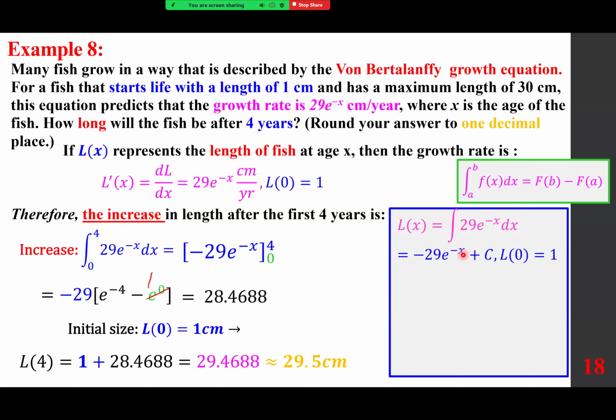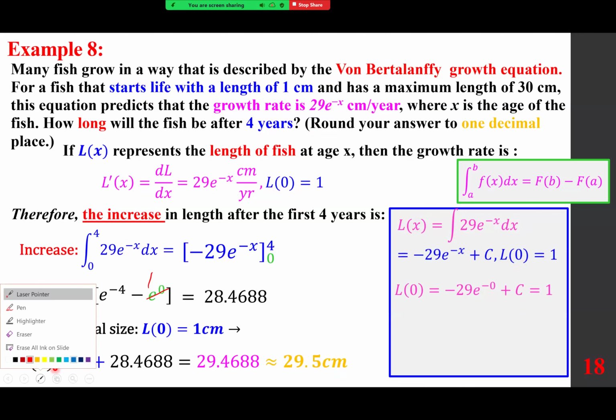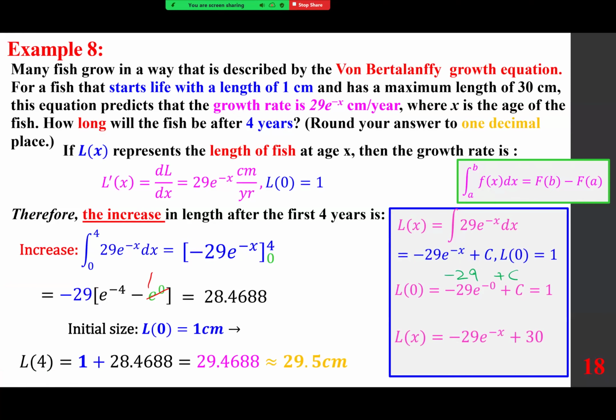So if we replace the x with 0, the y or L of x becomes 1. e to the power minus 0 is 1. So we have negative 29 plus some number is 1. That some number must be number 30.